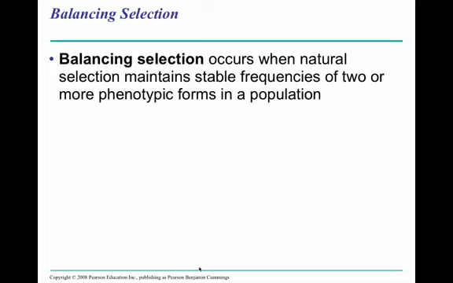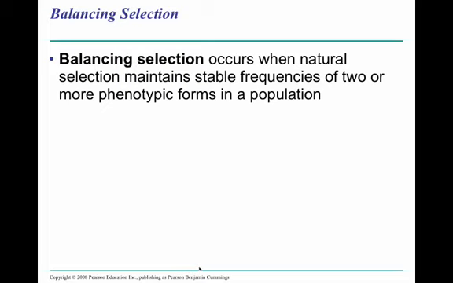Now, balancing selection is interesting. Selection itself may actually preserve variation. There are examples of organisms where two or more forms in a population persist, and I didn't get a photograph to put in here, but there are examples of even garter snakes. There's a type of garter snake out on the west coast where they're polymorphic.